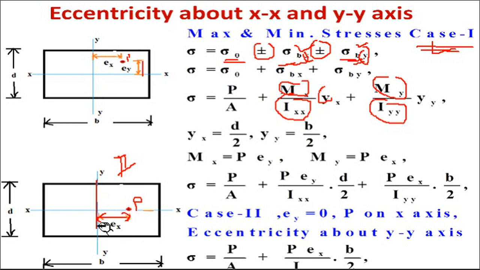यानी कि y से जो मेजर करते हो डिस्टेंस Ex होता है, और x से जो मेजर करते हो उसको Ey कहते हो. Okay, so the load is acting here, which term is absent? Ey is absent here, because the load is acting on the x-axis. The eccentricity Ey is 0, so this second term is going to be 0, and you have to add only this one term.